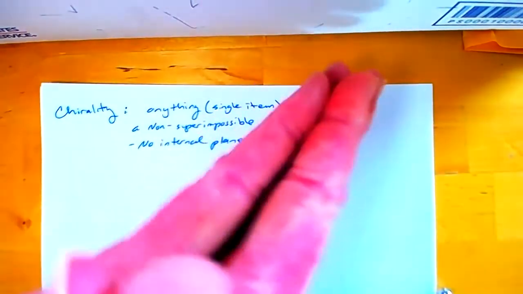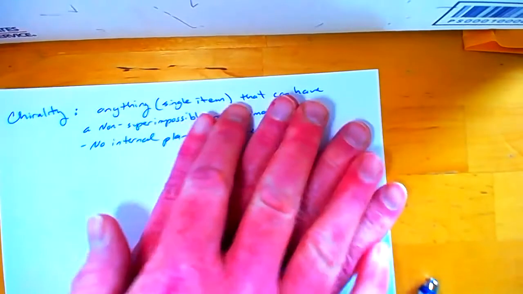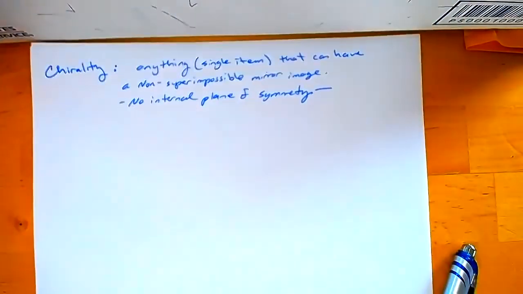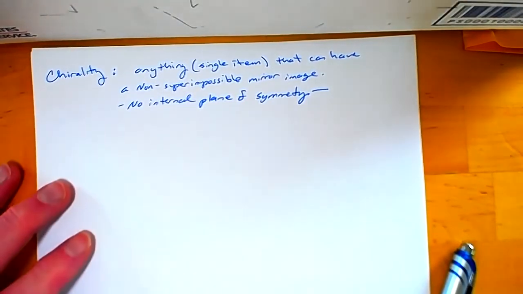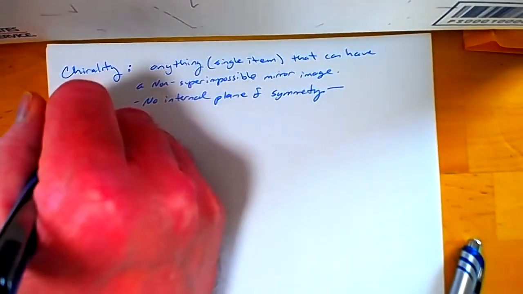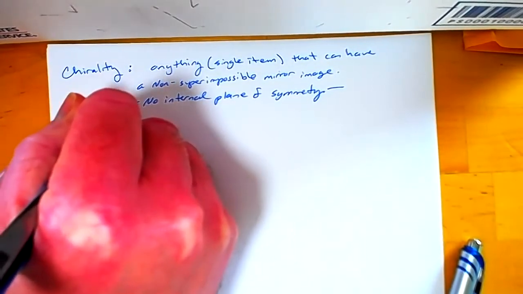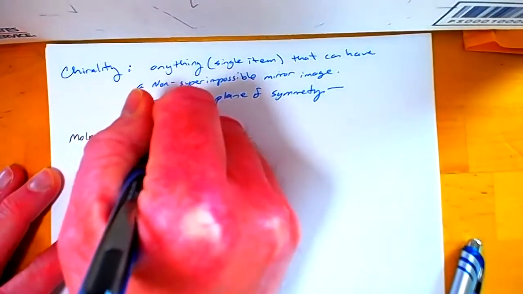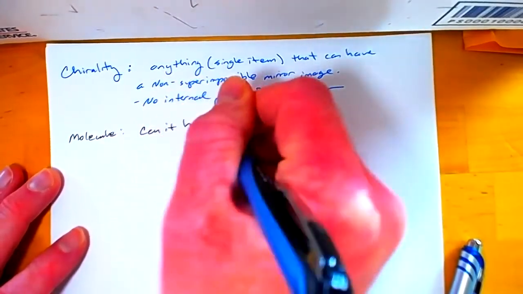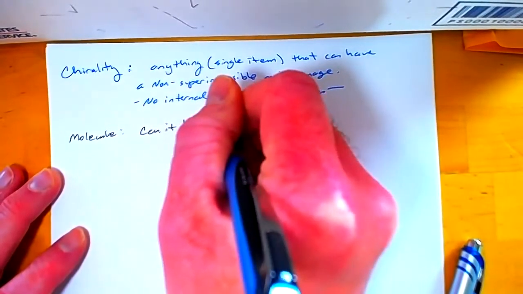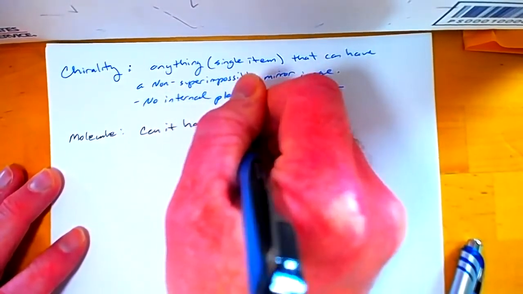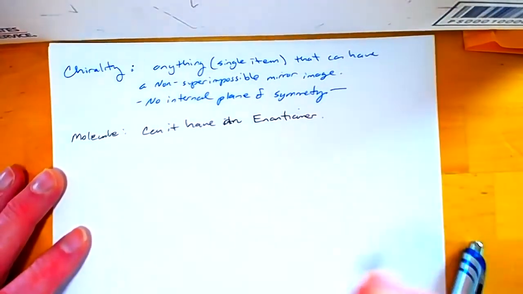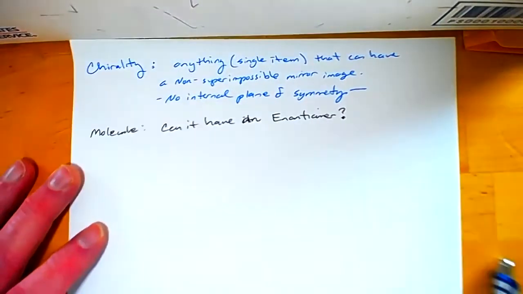So my hands are mirror images of each other, but I cannot put one on top of another and superimpose it. They just don't match. So that's what the word chiral means. And as far as a molecule is concerned, if you're trying to determine is a molecule chiral, you need to ask yourself, can it have an enantiomer? Because if it can, then it definitely falls into this category of chirality.